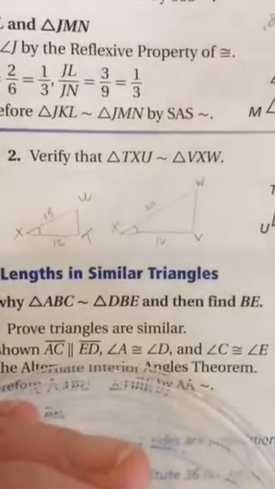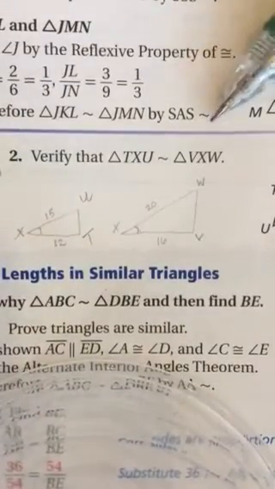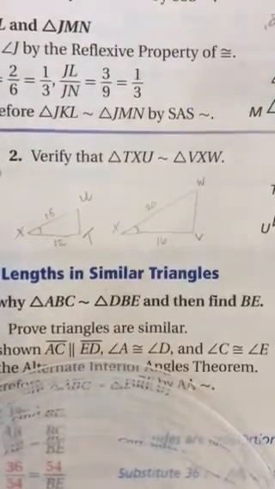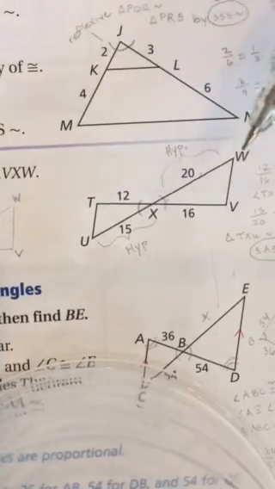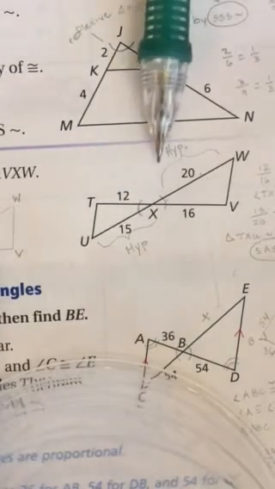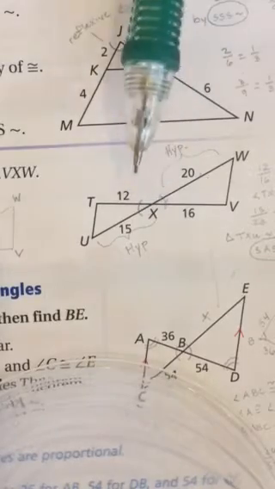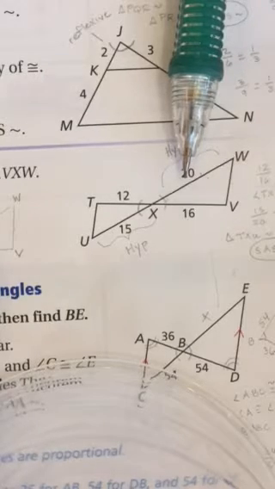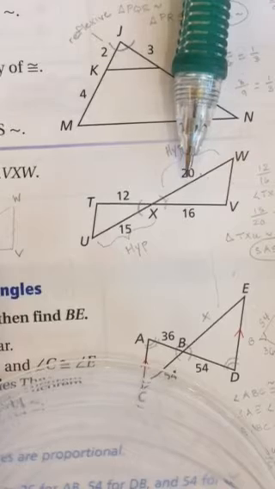Number 2, or check it out 2, on page 471, says verify that triangle TXU is similar to triangle VXW. Let's look at our diagram. Here's the diagram. We have triangle TXU and triangle VXW. The first thing that I notice in this diagram is that we have congruent vertical angles. The next thing I notice is that we have 2 sets of listed sides. So my assumption would be that we will use side, angle, side. But we need to see if those sides are actually proportional.